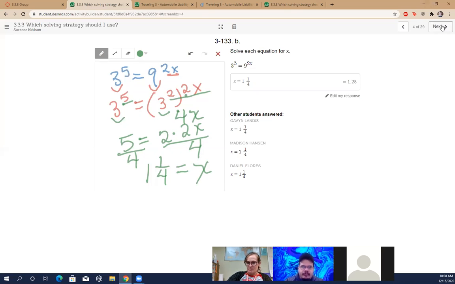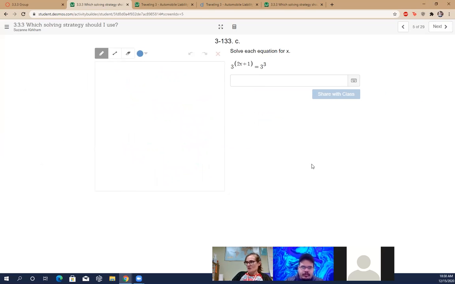All right, page 5. We've got 3 to the 2x plus 1 power equals 3 cubed. All right, our bases are the same. So that's great. Then we only have to worry about our powers. So I'll take the first power, 2x plus 1 equals 3. Okay, now we're ready to solve for x.